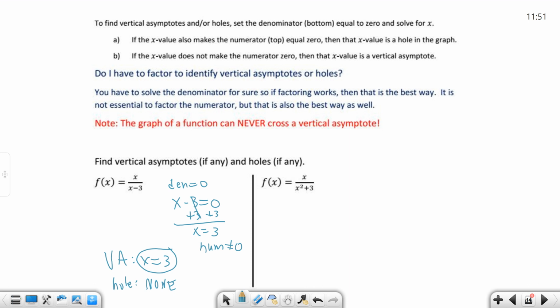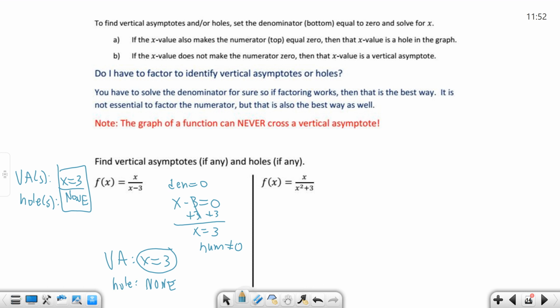So I actually do that on my test. I say something like vertical, and I put it even in parentheses, so if you have more than one, we have a pluralization there. And I have two boxes here, and my students will put x equals 3, and then they put none here. And I require them to put none. I know, I'm so mean.